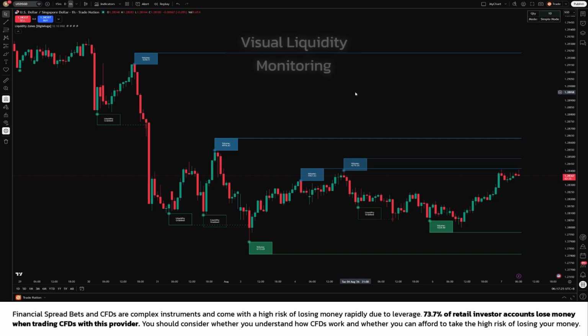In short, BigBeluga's Liquidity Zones indicator helps make liquidity areas easier to monitor visually. It combines pivot structure, volume filtering, zone display modes, and liquidity grab markers to provide a more organized view of potential reaction areas on the chart.